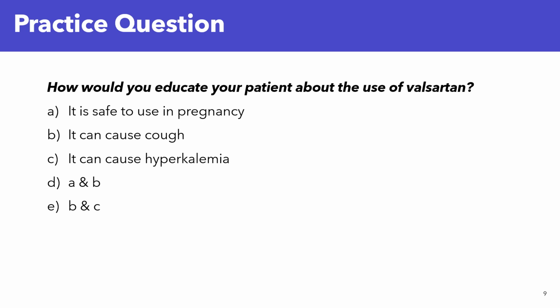If you said C, it can cause hyperkalemia, you are correct. So A is wrong because valsartan is contraindicated in pregnancy. B, ACE inhibitors are the class of medications that are mostly associated with the dry cough, so that is more likely to happen with an ACE inhibitor like lisinopril. C, it can cause hyperkalemia. That is correct. Angiotensin receptor blockers can cause hyperkalemia.